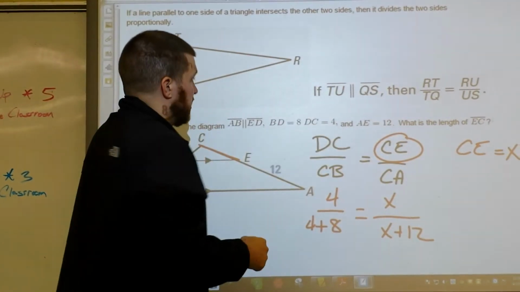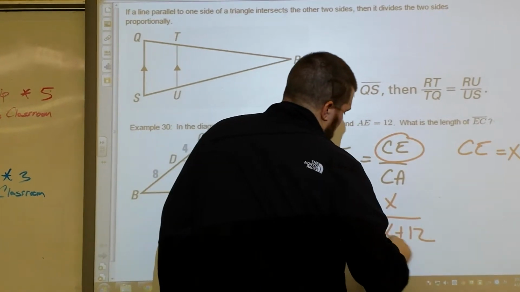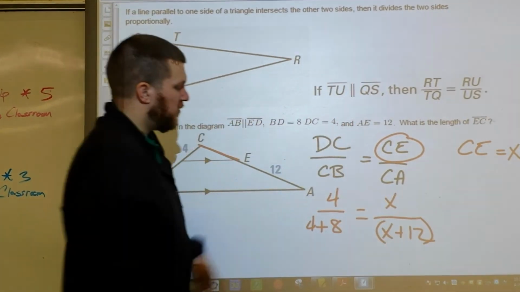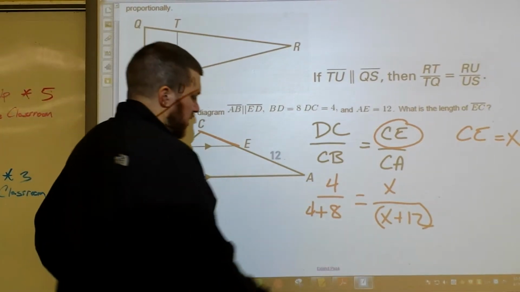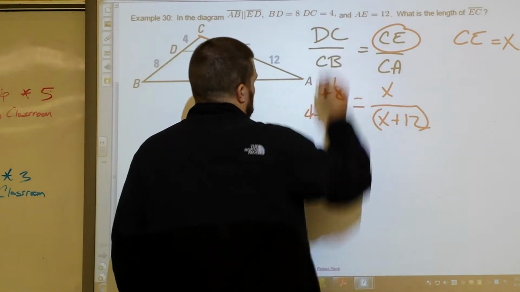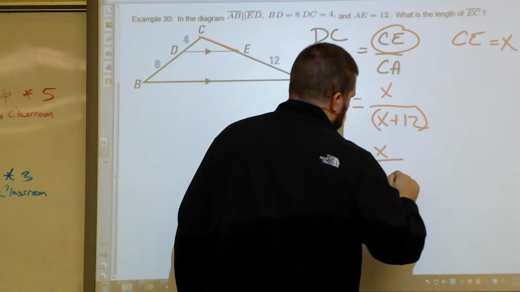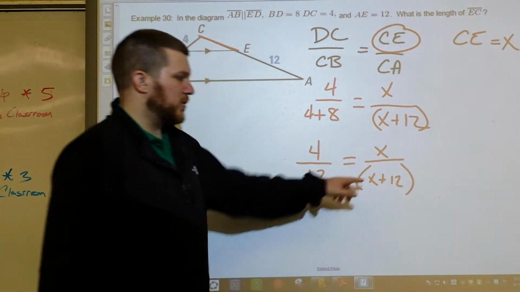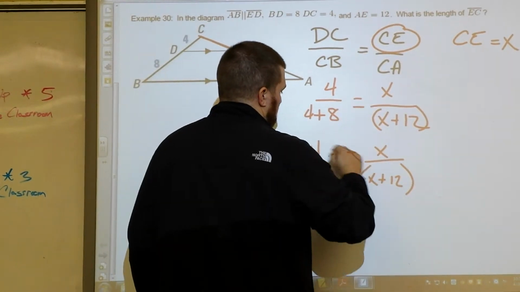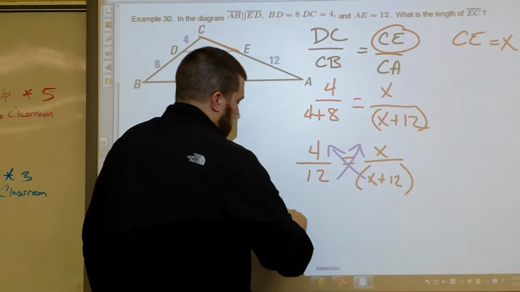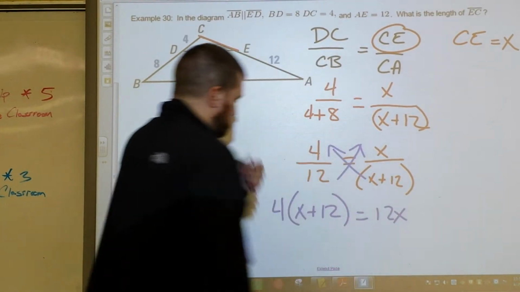However, before you do that, you need to remember, if you have more than one thing on the bottom, it automatically gets parentheses. For 4 plus 8, I'm not going to put parentheses around that because I know 4 plus 8 is 12, so I'm going to clean that up first. So 4 over 12 equals X over X plus 12. You have to have these parentheses here with this variable, otherwise it's going to come out wrong. Now I'm ready to cross multiply. So I have 4 times the quantity X plus 12 equals 12X.